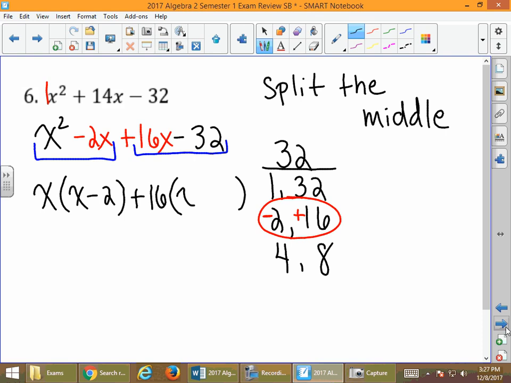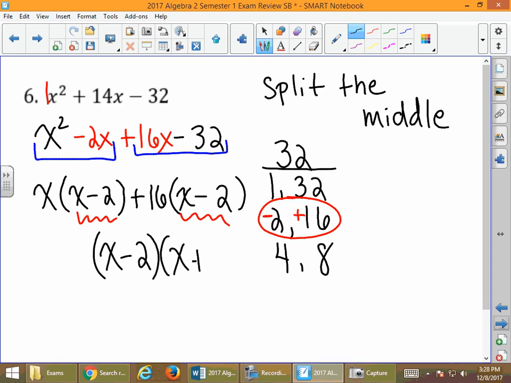And over here, it's going to be 16. 16x divided by 16 is x. 32 divided by 16 is 2. And once again, we're fortunate because what we see is that we have an x minus 2 in the first group and x minus 2 in the second group. So x minus 2 is going to be one of our factors, and then what's left in our problem? The x plus the 16.